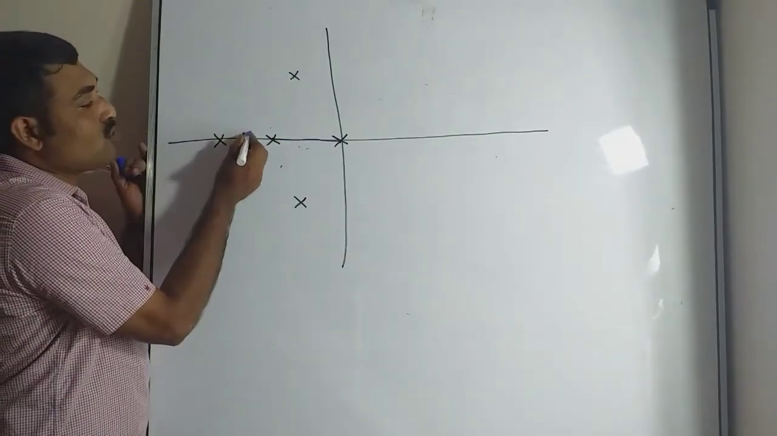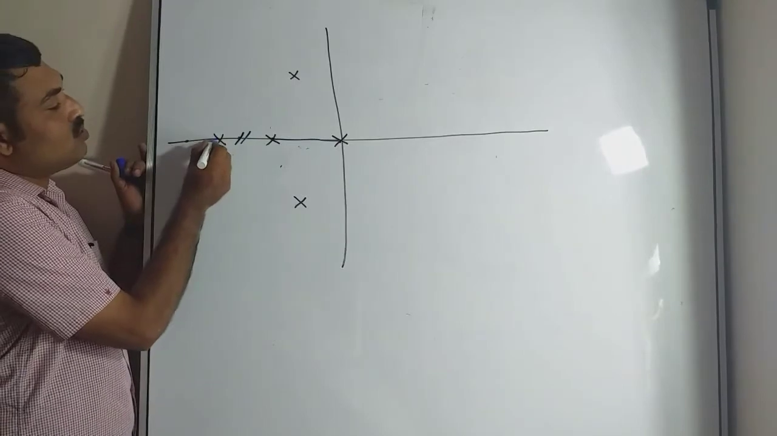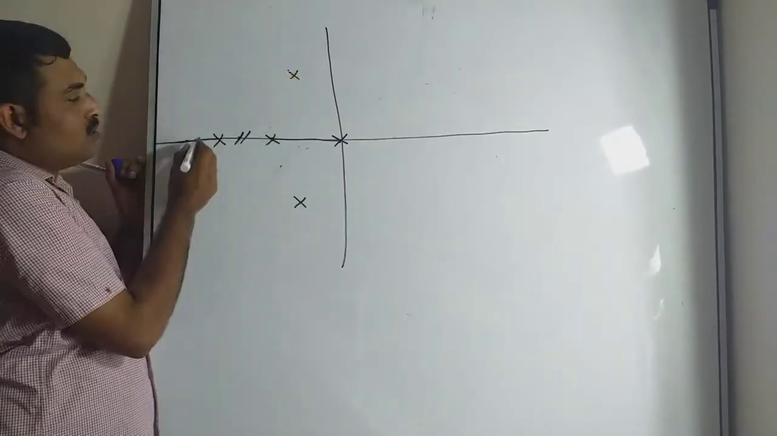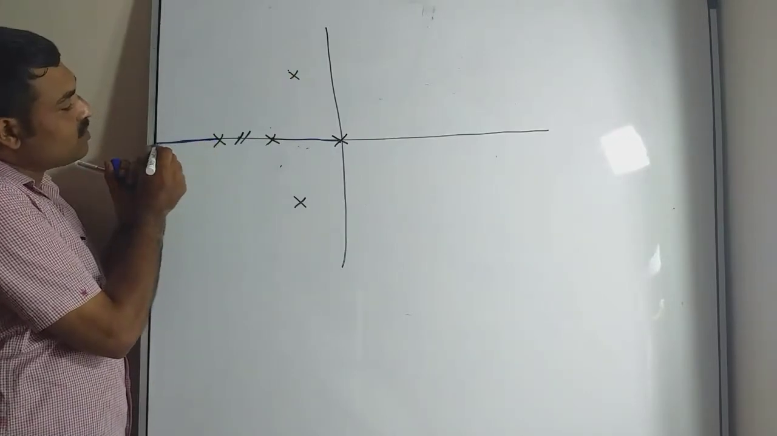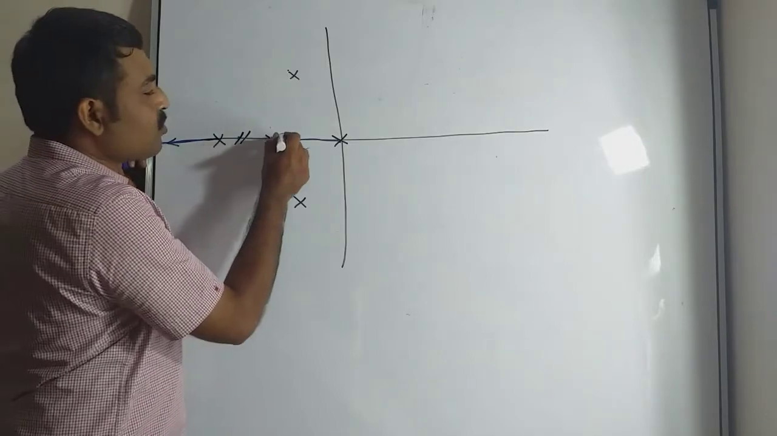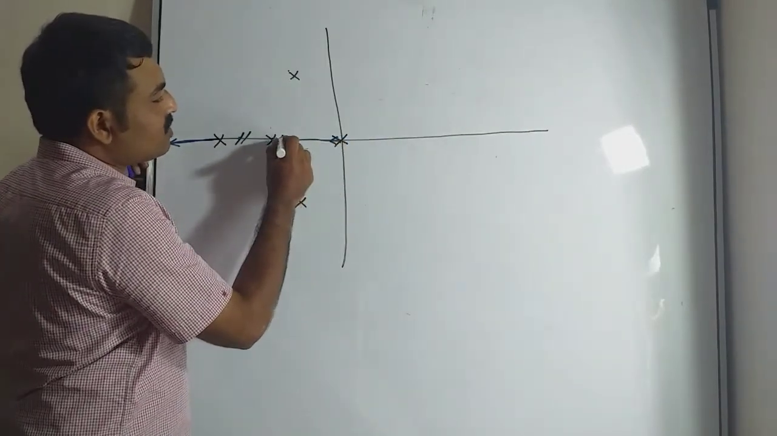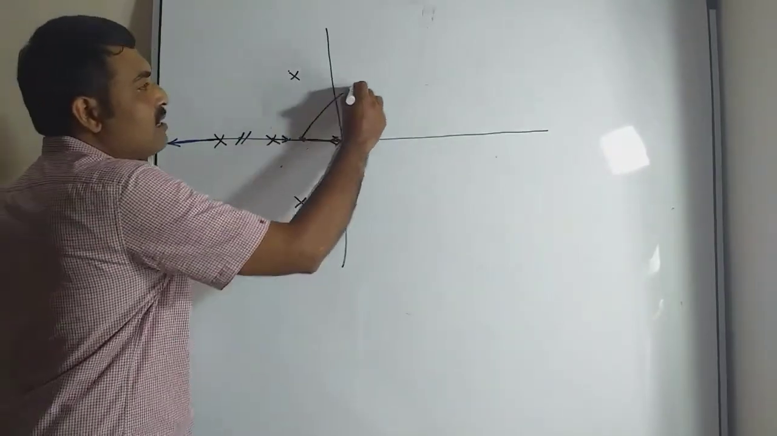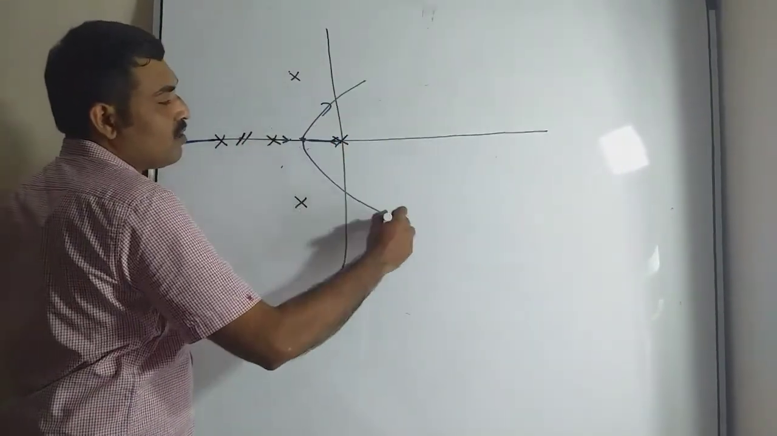This portion is not on root locus. This portion is on root locus. So root locus starts from open loop poles. One branch will move towards infinity along the negative real axis. Here this portion is on root locus. So this will move and meet at some point and will move along this path.